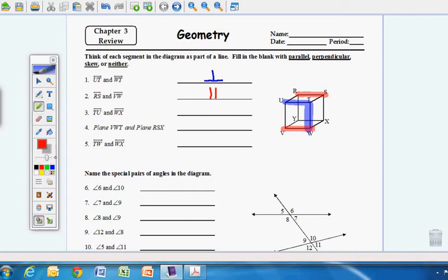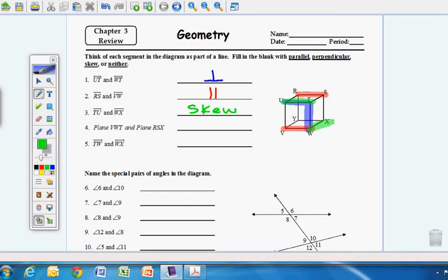All right, now we want to take a look at TU. So here's TU and WX. And WX is over here. Okay, so these are on total opposite planes and they're going every which way. So these are going to be skew lines. There we go, skew.